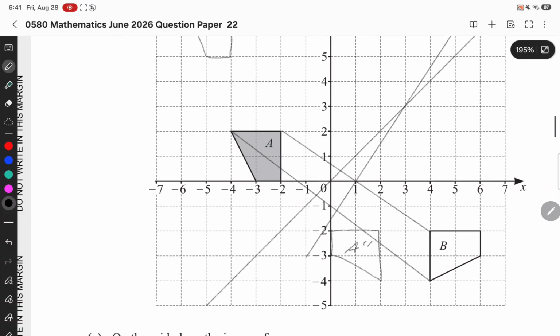Gone. Oh shit. Yay. A bit, okay, it's not that perfect, but yeah.